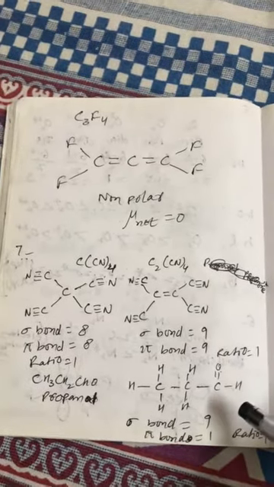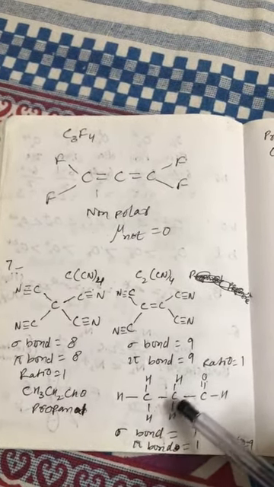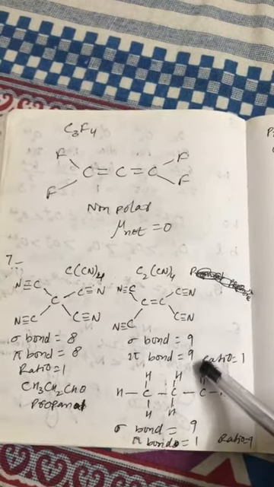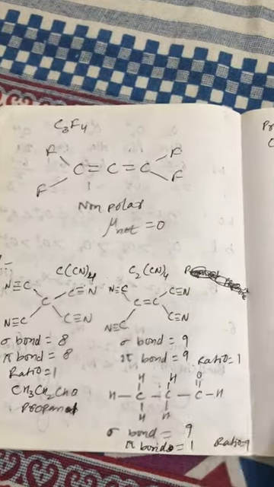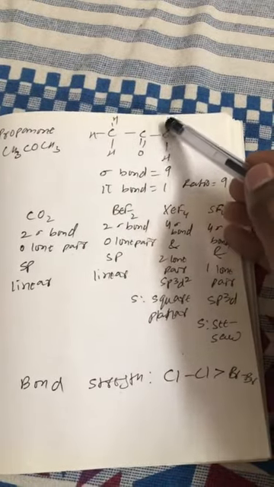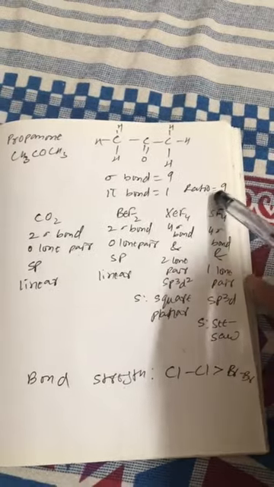Now the number of sigma bonds in propanol: 1, 2, 3, 4, 5, 6, 7, 8, 9. So 9 sigma and 1 pi. So the ratio is 9. Now the number of sigma bonds in propanone: 1, 2, 3, 4, 5, 6, 7, 8, 9. So 9 sigma and pi is only 1. So the ratio is 9.